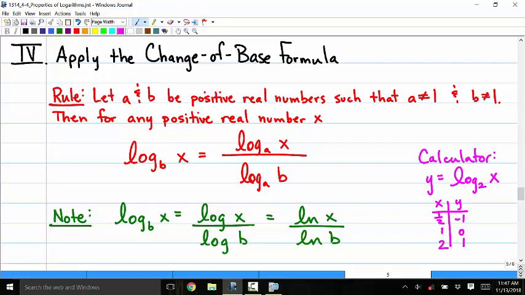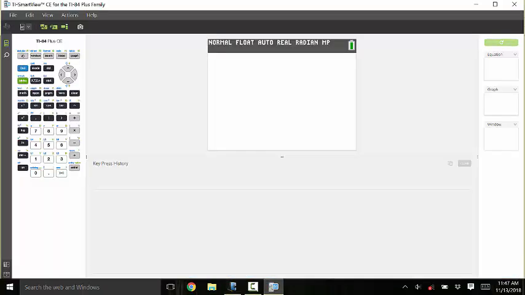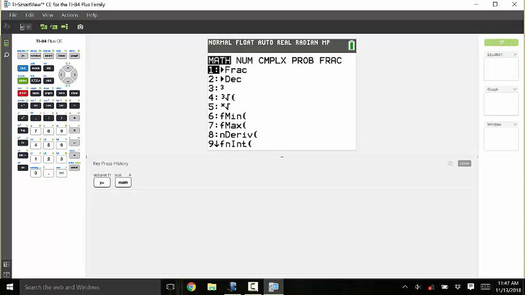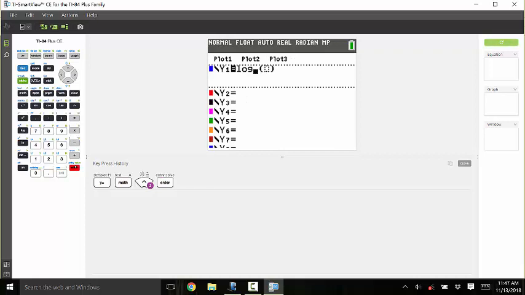The new operating system, let me show you that first. In my y equals, I want to do log base 2 of x. If you hit math and then arrow all the way down, or I'm going to arrow up so I don't have to arrow down as much, do you see log base, letter A? Arrow up to it, hit enter. Well, looky there. It puts a template, log base 2 of x. Hit graph.